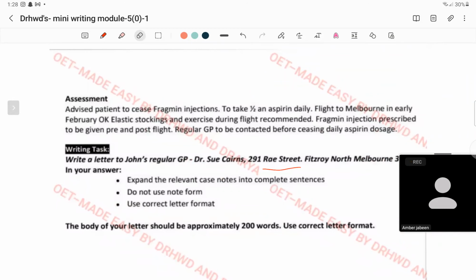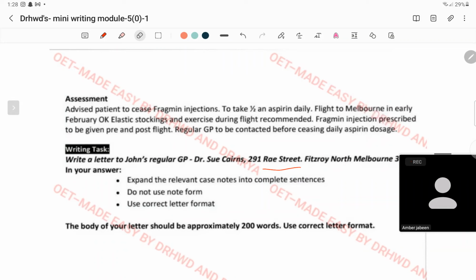Now we're writing the conclusion. You're saying, I believe Mr. Hayward has, whatever you think he has, or he had DVT. I believe that Mr. Hayward is ready to fly back home. Isn't it? Now we're doing a conclusion. I believe Mr. Hayward is ready to fly back home, and he has been commenced on aspirin. Or I could say, I believe Mr. Hayward is ready to fly back home.